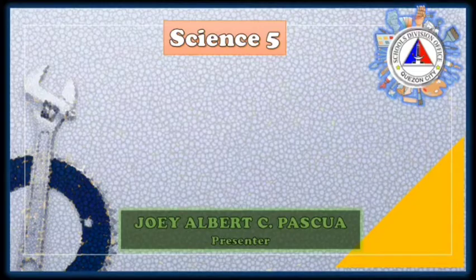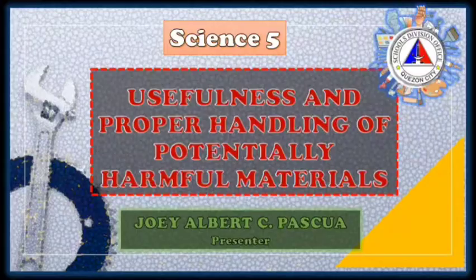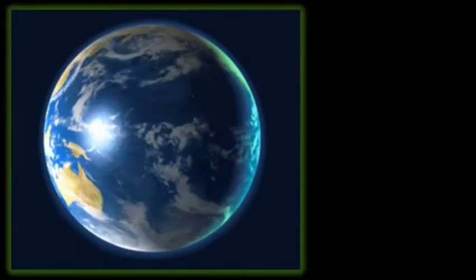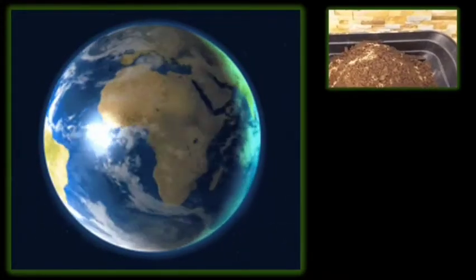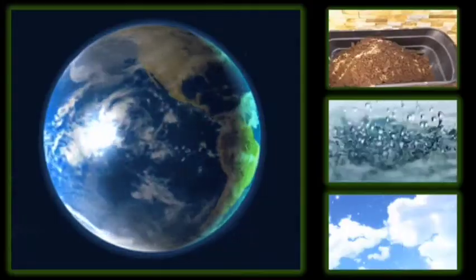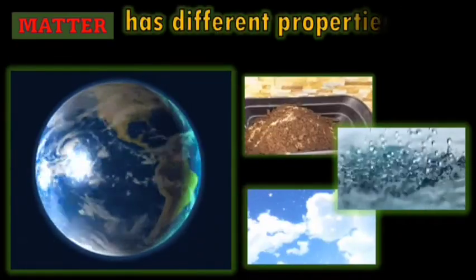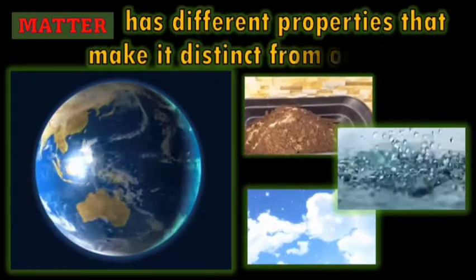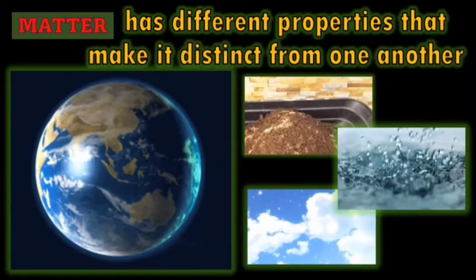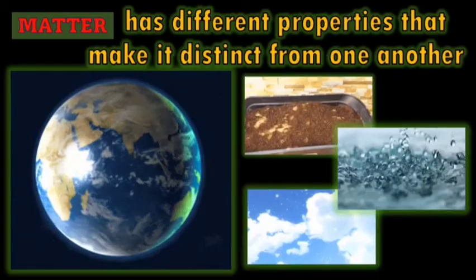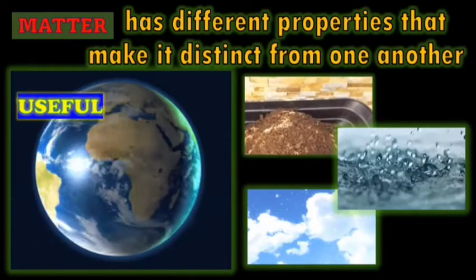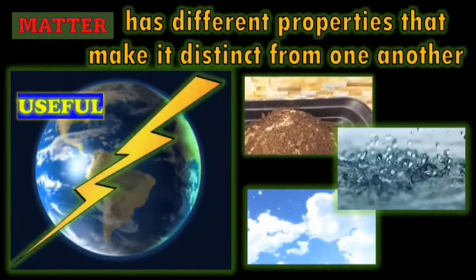Today class, we are going to discuss the usefulness and proper handling of potentially harmful materials. We all know that everything around us is composed of matter: the soil, the water, and the air. Matter has different properties that make it distinct from one another. Some have properties that make them good materials for producing useful products. Other types have properties that make them harmful.